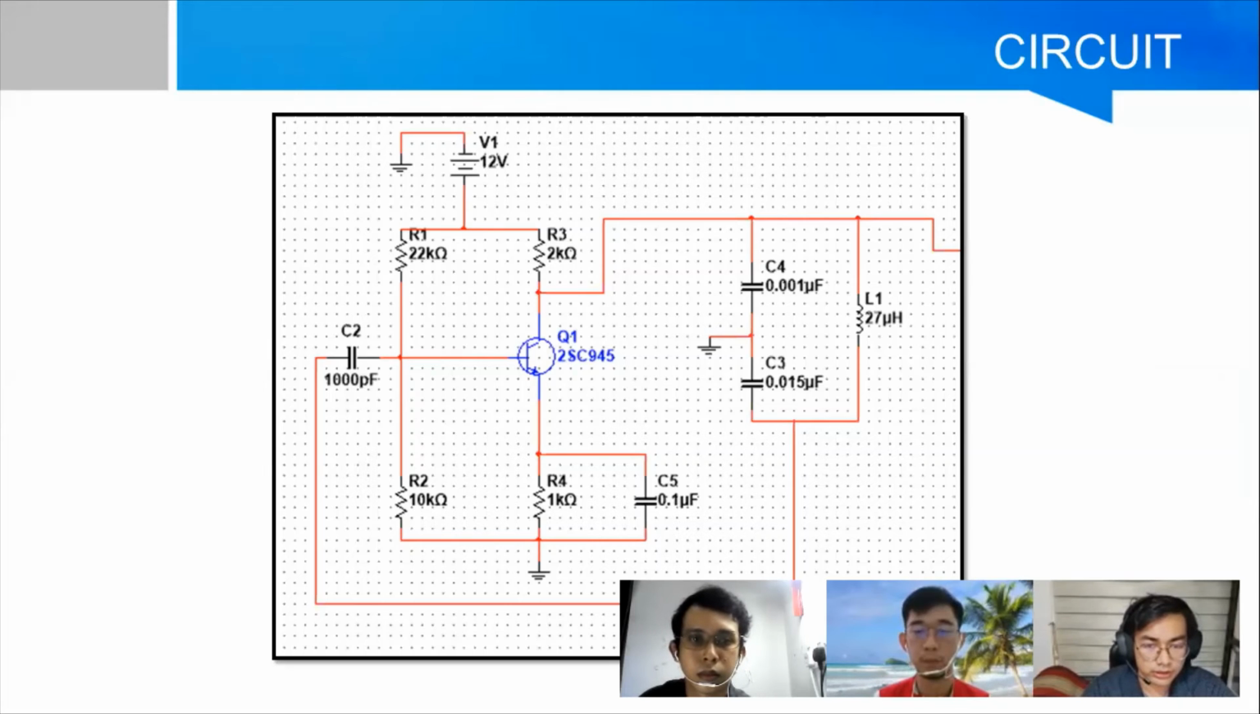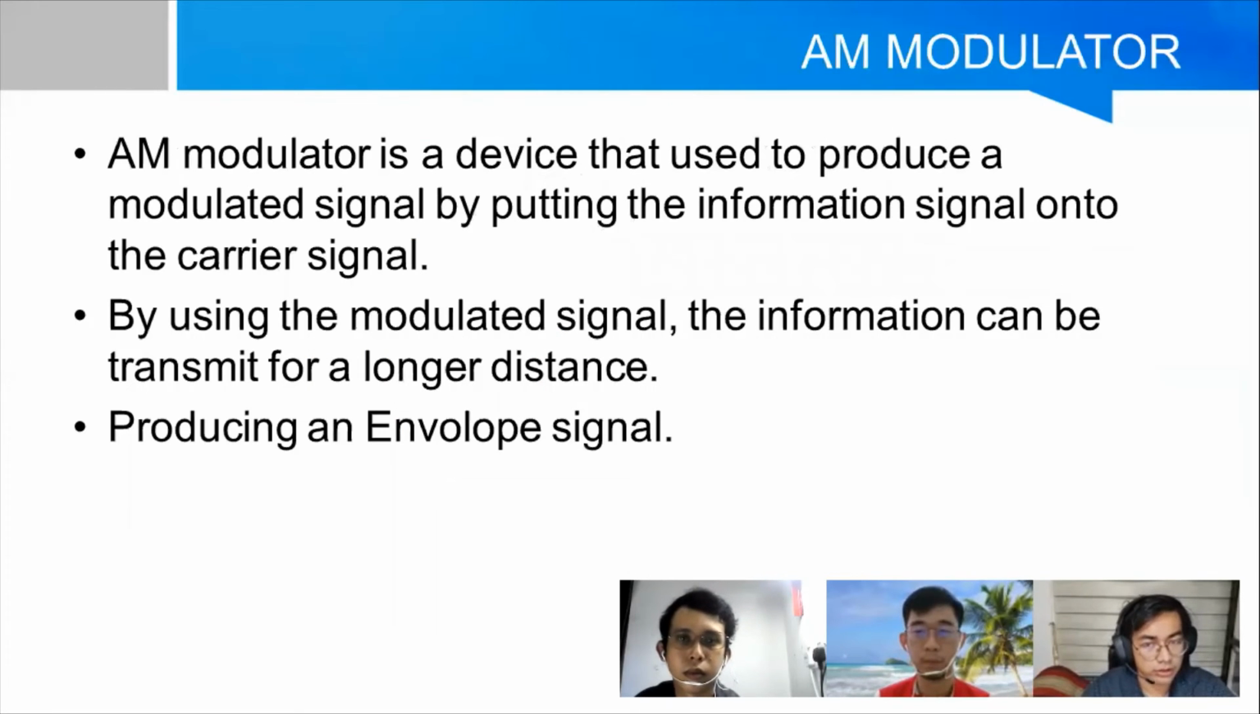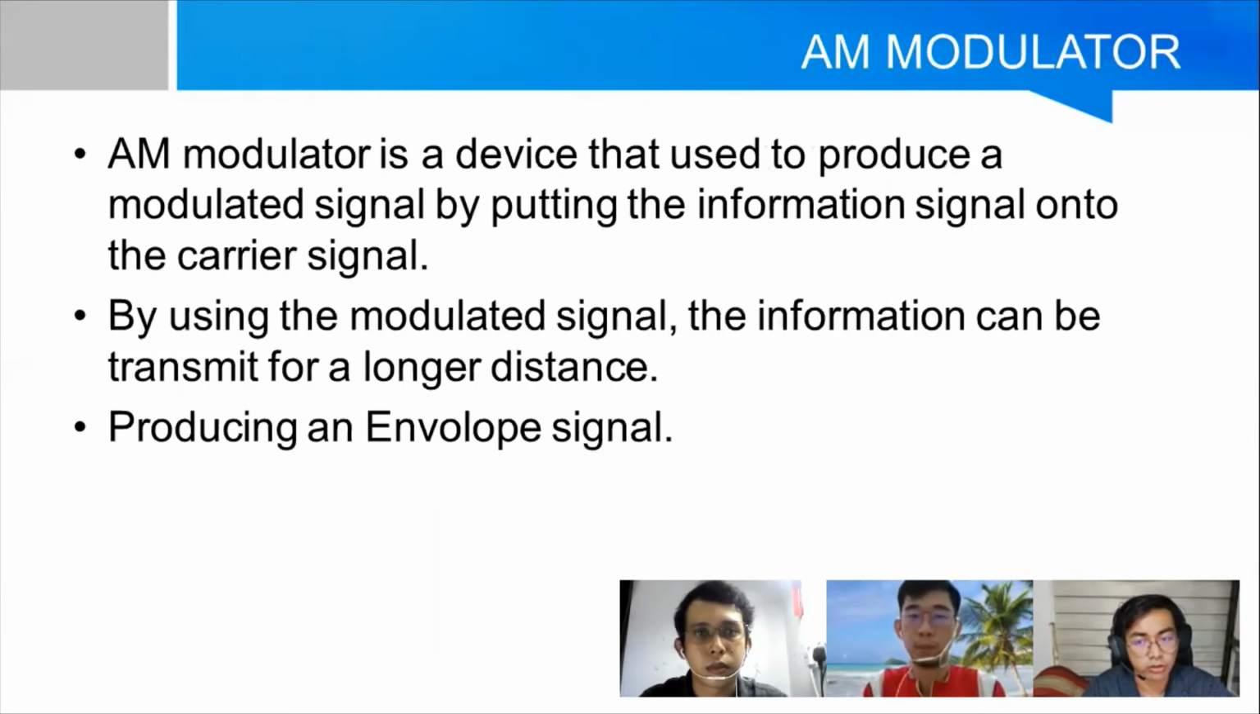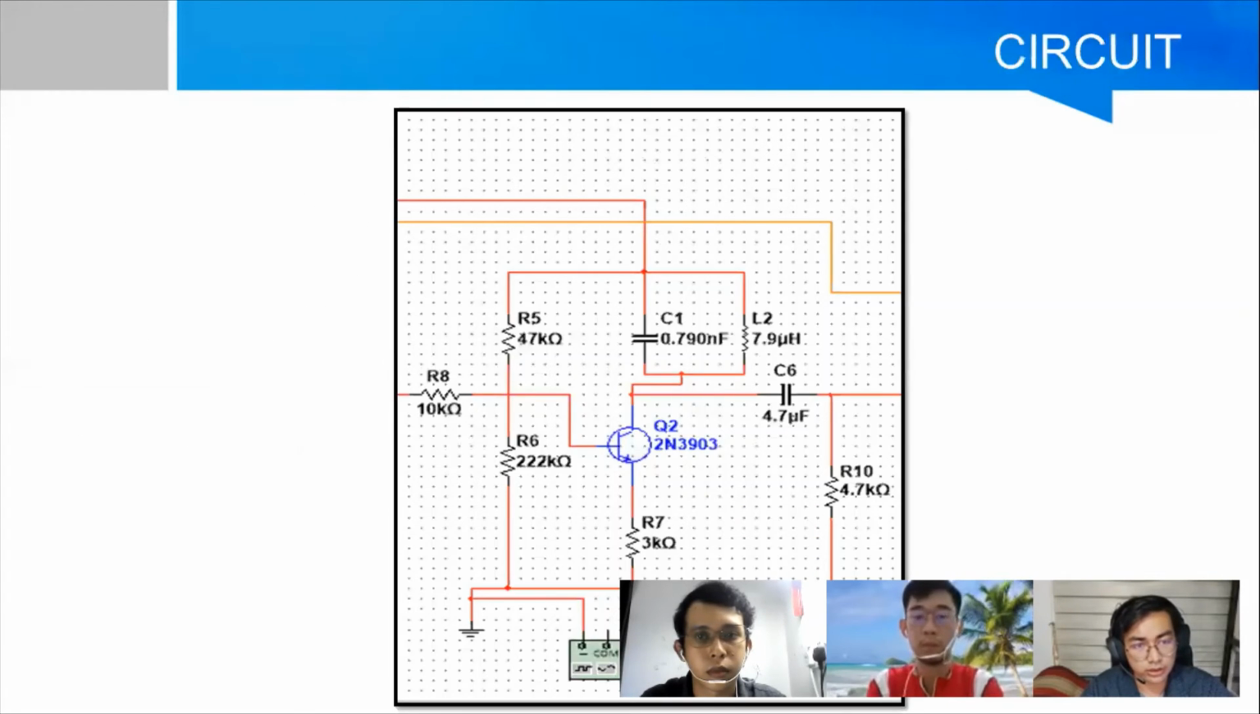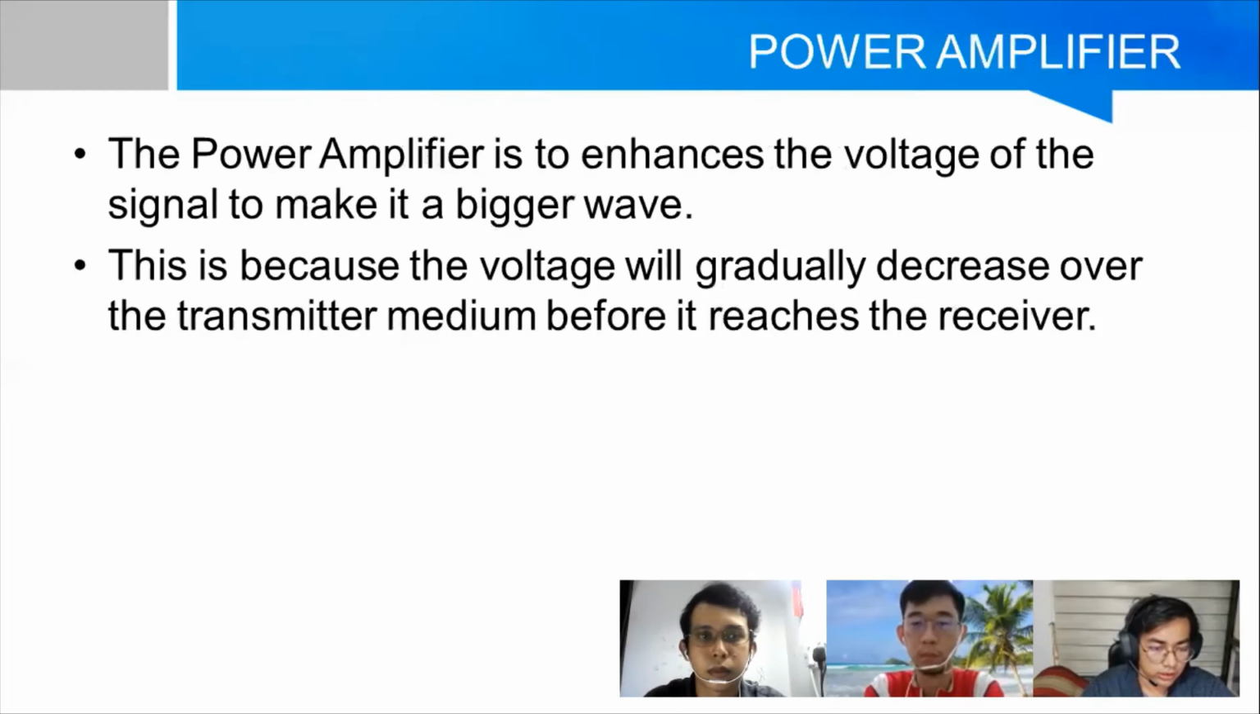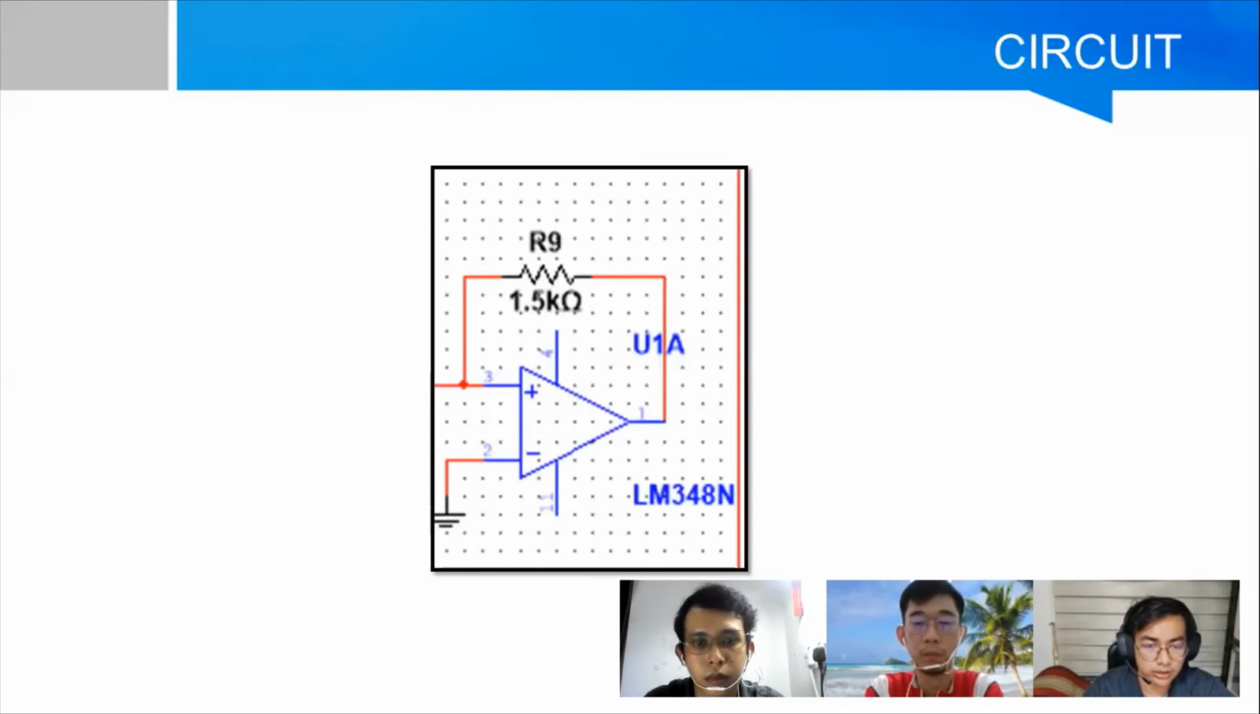Okay, next is the AM modulator. An AM modulator is a device used to produce a modulated signal by putting the information signal onto the carrier signal. For the circuit, this is the circuit for our AM modulator. Next is the power amplifier. The power amplifier is to enhance the voltage of the signal to make it a bigger wave. So this is the circuit for our power amplifier.